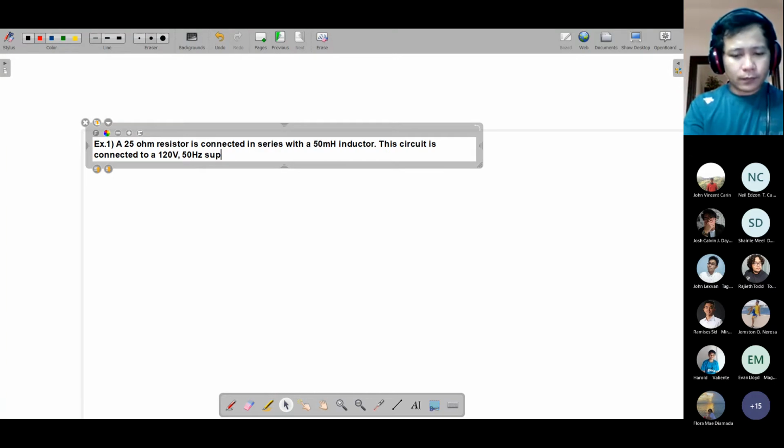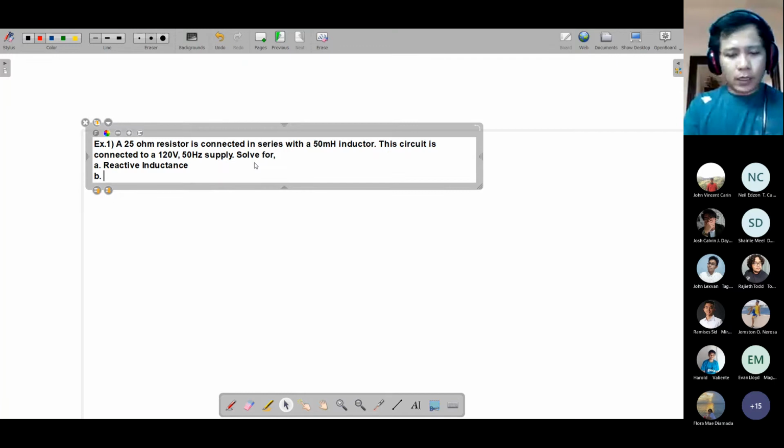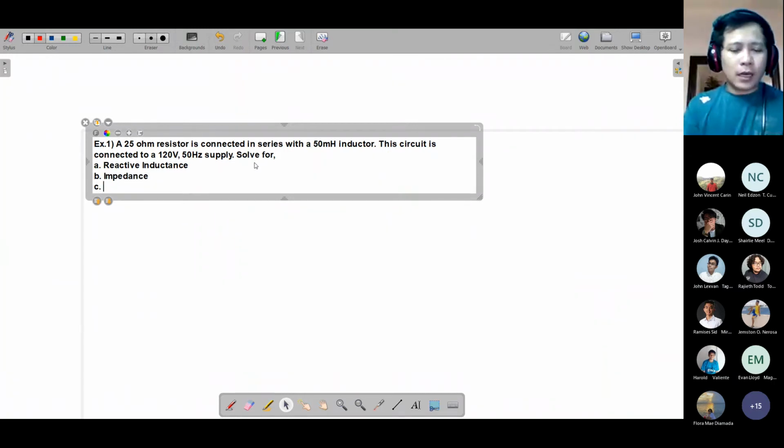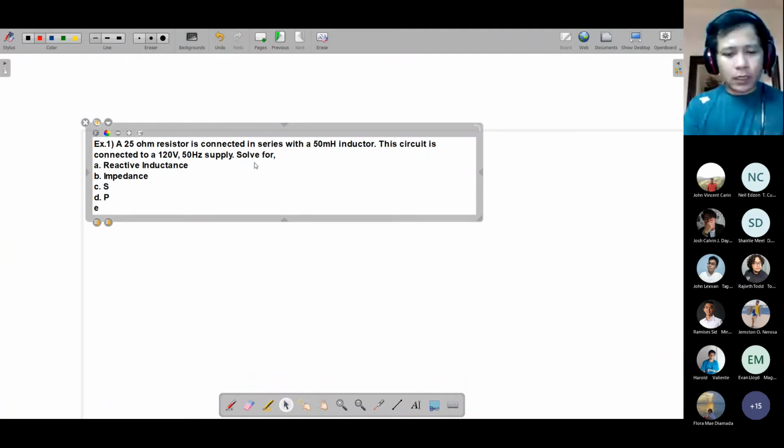Ganun dapat this. Solve for... Okay, ano na akong solve? Solve for A: the inductive reactance. B: the impedance. C: the apparent power S. D: the real power P. E: the reactive power Q.